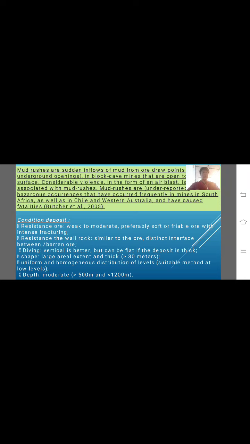because it will suit this method. The depth of the deposit should be moderate, greater than 500 meters and less than 1200 meters. So there are some basic geomechanical issues for the block caving method: cavability, mine design, fragmentation and extraction control, and the associated subsidence.